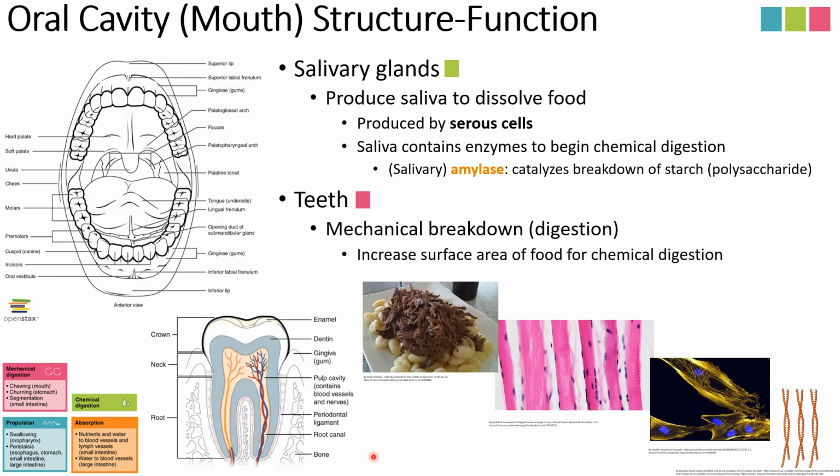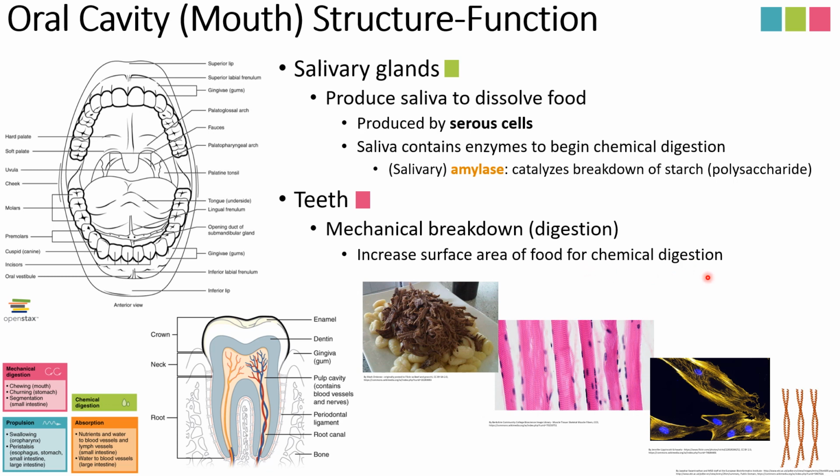The next organ is the teeth, and the teeth are very obviously involved in mechanical breakdown, and that's their role in digestion. If we think about a really fibrous or large food, it's really important to get that mechanical breakdown in order to increase the surface area of the food for chemical digestion to take place.